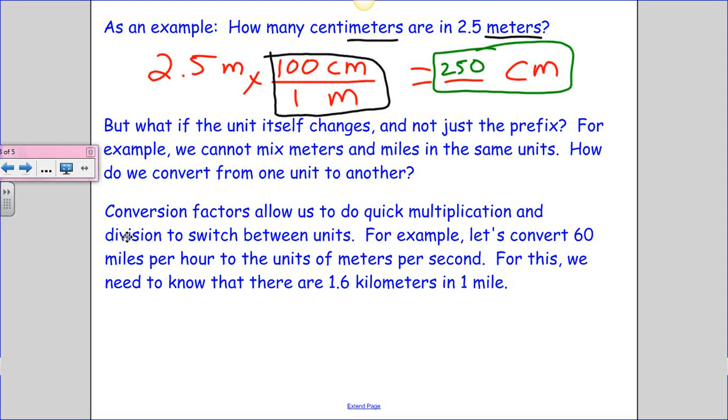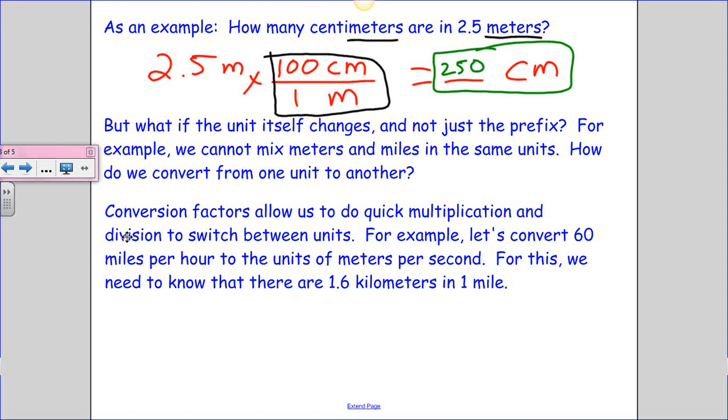In a conversion factor, we put one thing over another only if they are exactly the same measurement. So in this case, 100 centimeters is exactly the same measurement as 1 meter. It's just a different way of writing it. So if we were to divide these two things, it turns out it's just multiplying by 1. And if you remember in algebra, you can multiply by 1 all you want, to your heart's content. And that's why we use conversion factors. So conversion factors allow us to do a quick multiplication to switch between units.